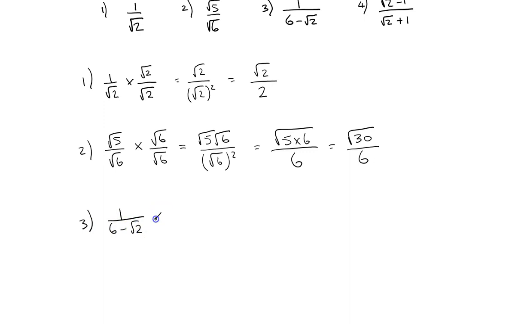And what we're going to do here is we're going to use the difference of 2 squares. Now the difference of 2 squares means having the conjugate of this on this fraction. The conjugate has the same 2 numbers, but the sign is the opposite. So we've got 6 plus root 2. And in order to keep this fraction with a value of 1, we must have exactly the same on the numerator, so 6 plus root 2.